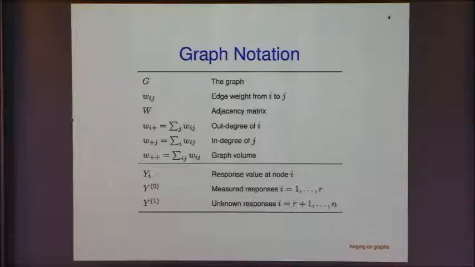Here's some notation. So there are edge weights. They could be binary or not necessarily binary. And then everybody has an out degree and an in degree, the volume of the graph. There's a response value at vertex i. And the important thing in our notation is to separate the ones that we know from the ones that we don't know. So a superscript 0 means we measured it, and there are r of those. And without loss of generality, it's the first r of them. Then the remaining ones are in this vector y1. Okay, so there's a small number of measurements and a huge number of non-measurements ordinarily.